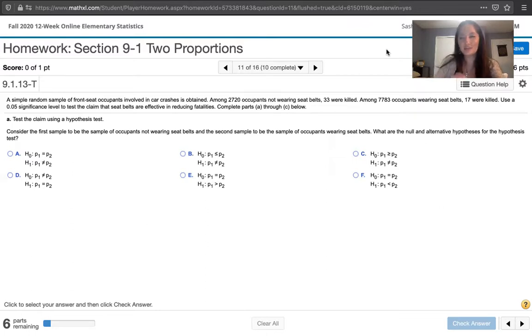In order to decide what the null and alternative hypotheses are, we need to state the claim in terms of p sub 1 and p sub 2, where p sub 1 and p sub 2 are the proportions for the two populations that we have. In order to do this, I'm going to share my paper with you.